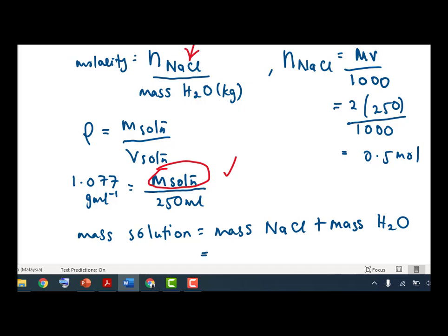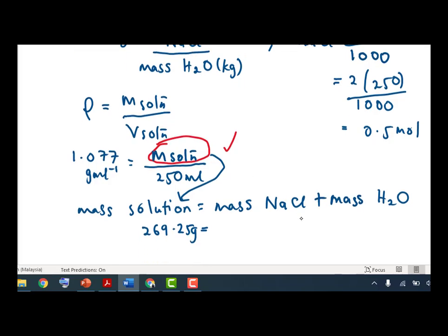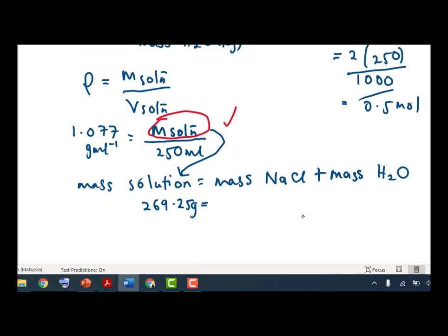Okay, so what is the mass of solution? You insert it here. So mass of solution is 269.25 gram. How about the mass of NaCl? Do we have the mass of NaCl? Not yet, but do we have the mole of NaCl? Yes. So what to do with this 0.5 mole is to convert it into the mass in gram first.